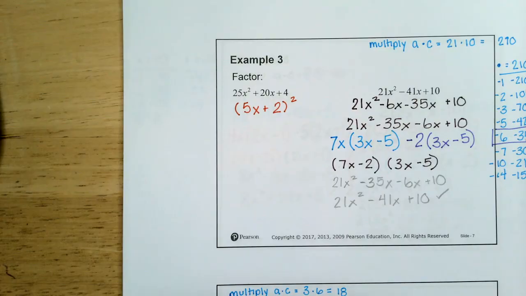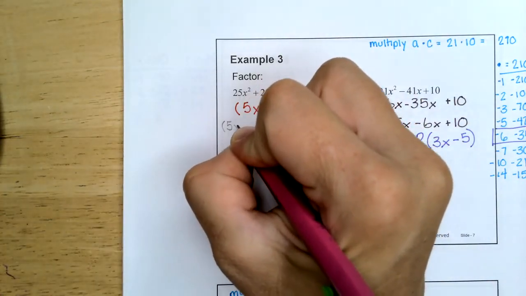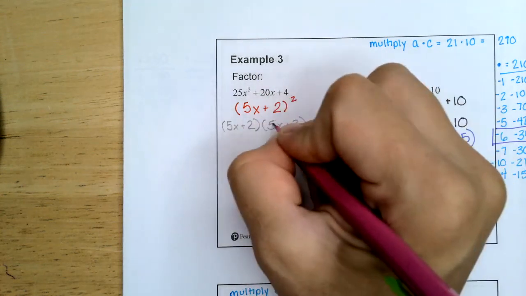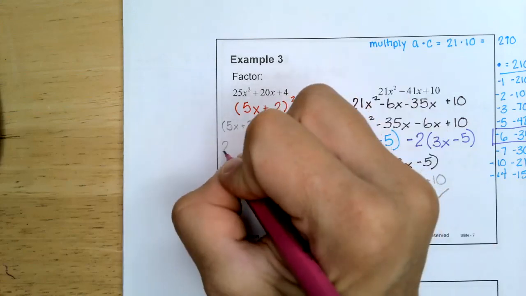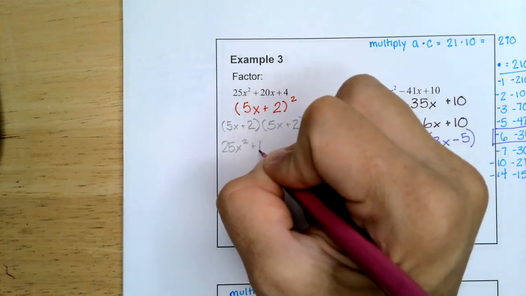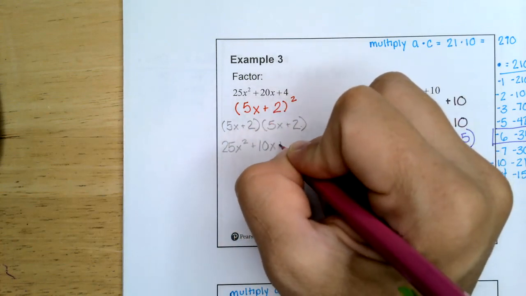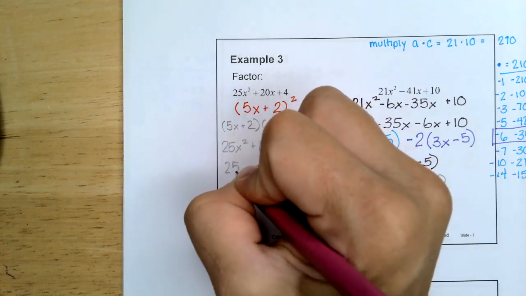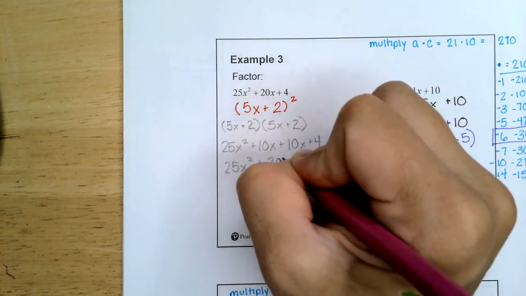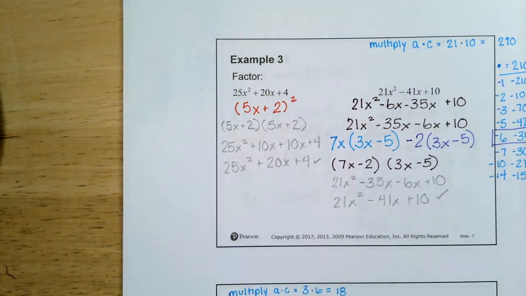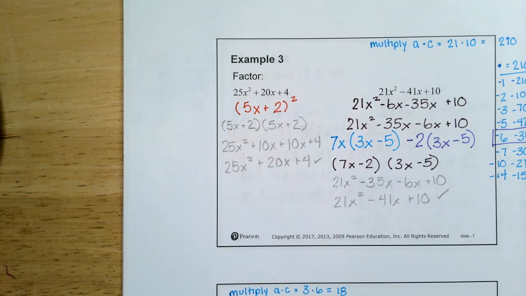So what that will look like is, we can check it, 5x plus 2 times 5x plus 2. 5x times 5x is 25x squared. Outside, 5x times 2 is 10x. Inside, 5x times 2 is 10x. 2 times 2 is 4. So we get that same answer. And don't worry, we will do this in a different lesson. So we will actually cover that. But if you see two perfect squares, you can just try that.